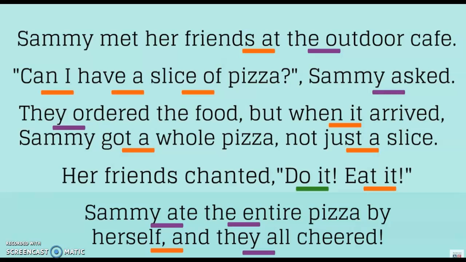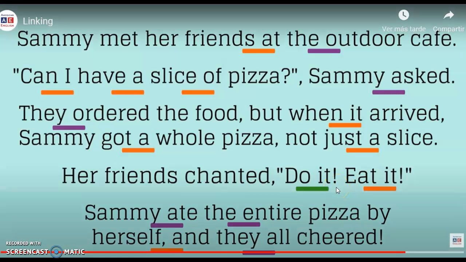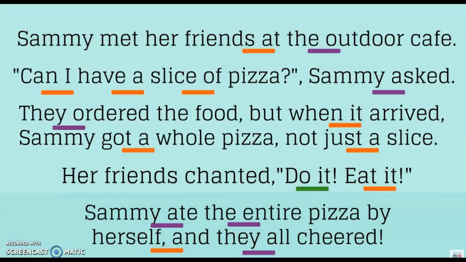At the outdoor cafe. Can I have a slice of pizza? Sammy asked. They ordered the food, but when it arrived, Sammy got a whole pizza, not just a slice. Her friends chanted, "Do it! Eat it!" Sammy ate the entire pizza by herself, and they all cheered.